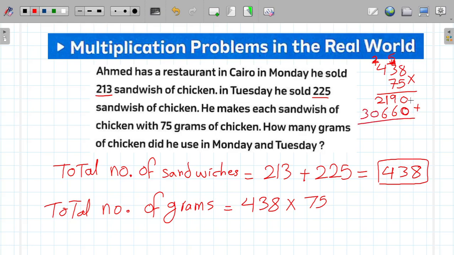Okay, so I have 0 plus 0 equals 0, 9 plus 6 equals 15. So I will write 5 and carry up 1. 1 plus 1 plus 6 equals 8, and 2 plus 0 equals 2, and 3 does not change, so I have 32,850 grams. So the total number of grams here is 32,850 grams. And this is the first problem.